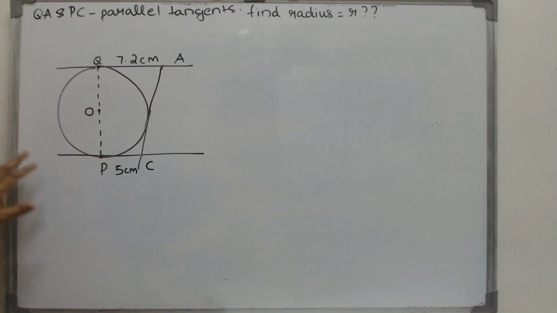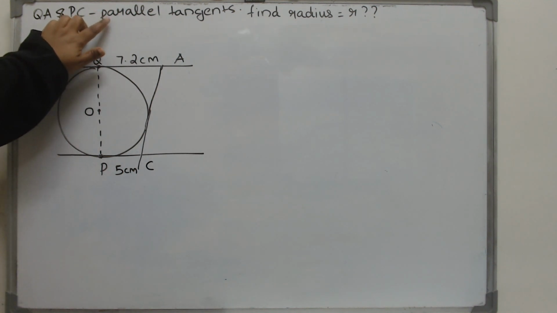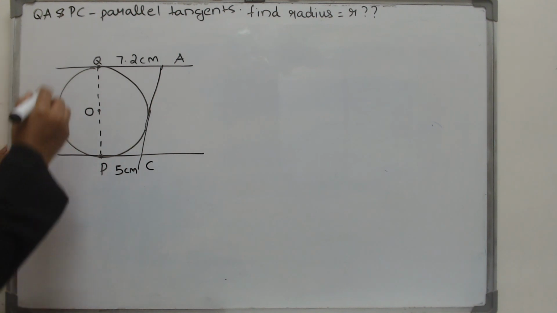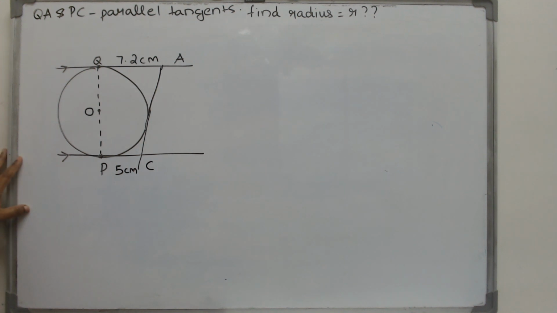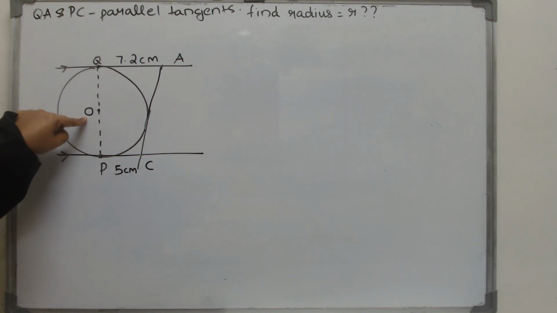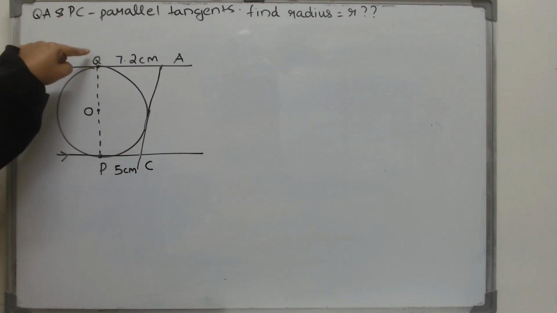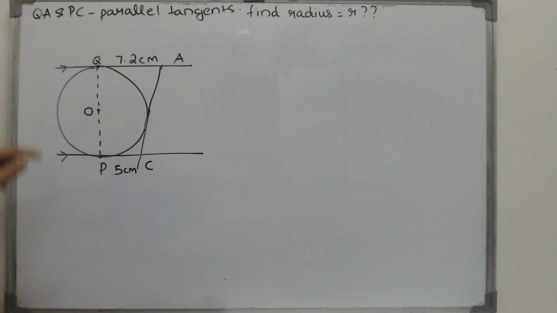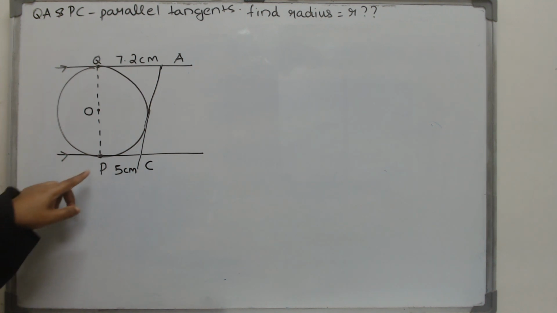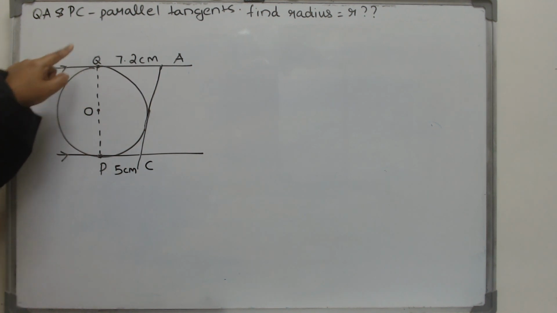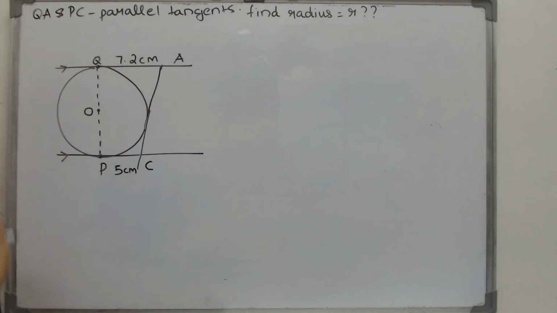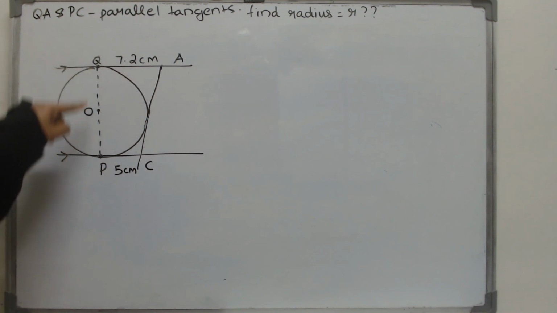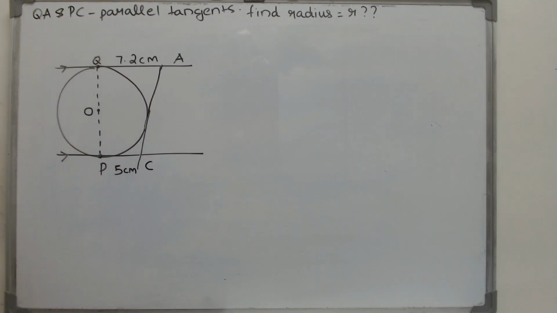Now, what is a very important piece of information that is given? These two tangents are parallel to one another. Now, what does that mean? That means that the center will lie on the line joining these two points of contact. The center will lie on the line joining P and Q. Or in other words, what you have here is a straight line, or in other words, 180 degrees is what you see here.